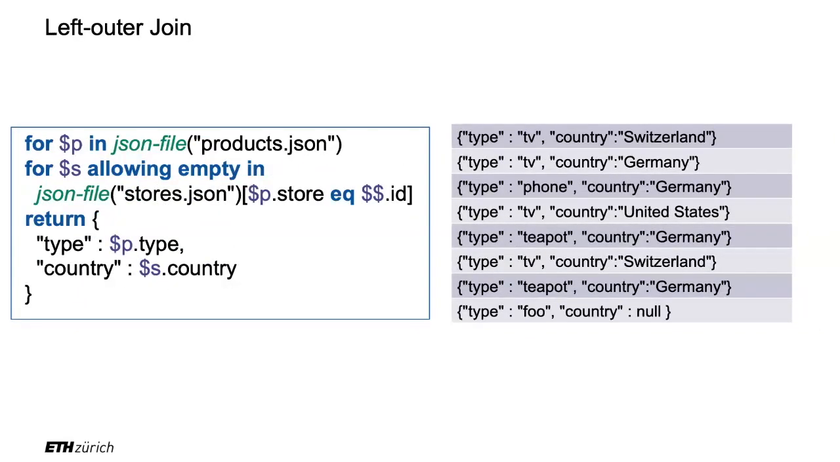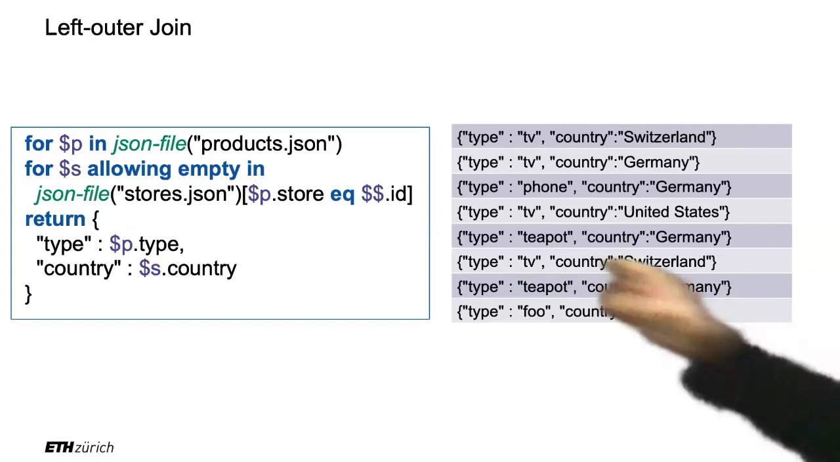Now, left outer join is just a special kind of join in the case that not everything has a match. For example, imagine that a product doesn't have any store. You have an object in the products collection that doesn't correspond to any store. You can catch that with the allowing empty. You can just say for $s allowing empty in, and then you have the JSON file stores and you filter the stores that match the ID. Instead of a where clause, you put it in a filter there. This allowing empty is going to say, well, if there is no match, that's fine. Just bind it to the empty sequence.